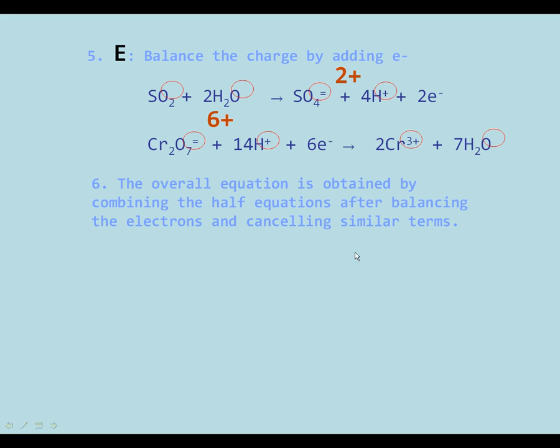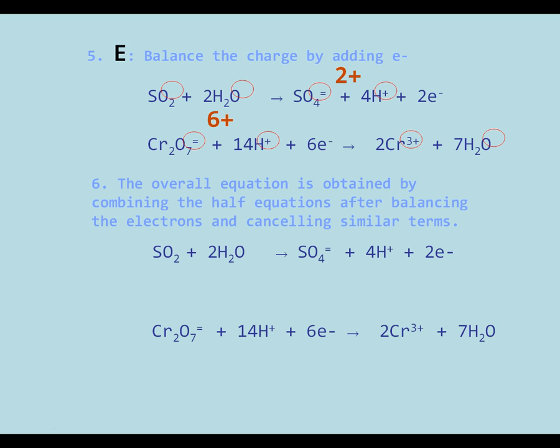Now we've got balanced half equations, but to get the overall equation, we now have to add the 2 half equations. But we can only add the 2 half equations once the electrons in each of the half equations are equal. And then we add them together and cancel similar terms. So here are the 2 half equations again. You can see the first half equation produces 2 electrons. The second half equation consumes 6 electrons.